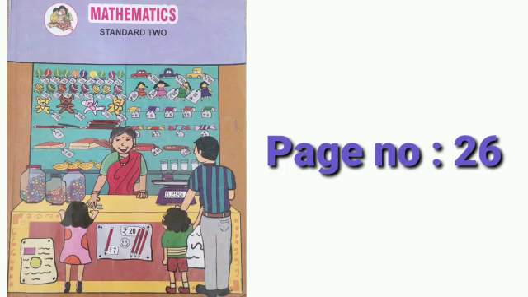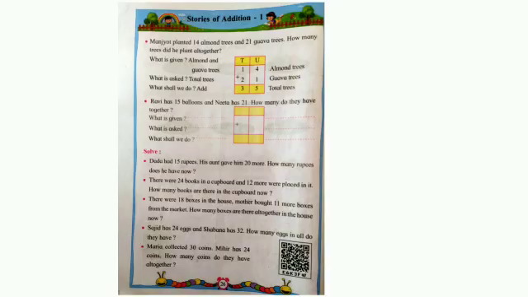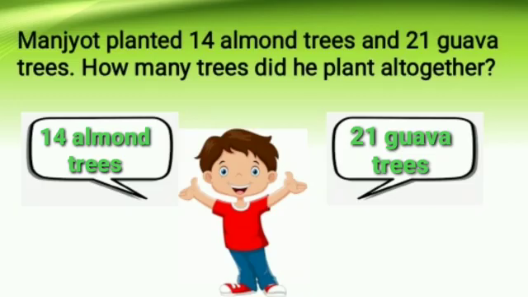We will now open our maths textbook to page number 26. This is our page 26. An example is already given in our textbook. Let's read. Manjot planted 14 almond trees and 21 guava trees. How many trees did he plant altogether?